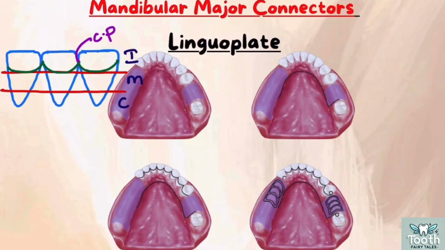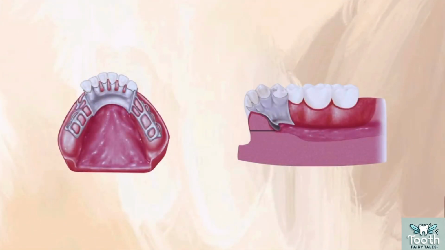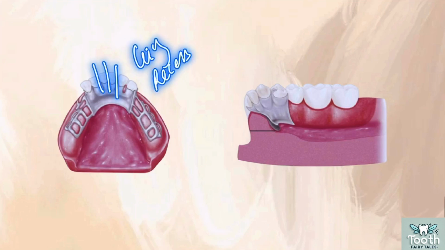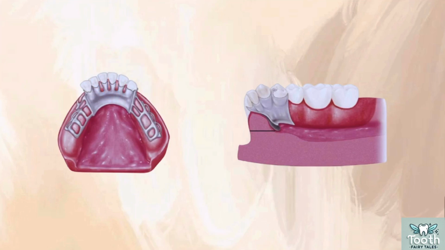If there is any spacing present in between the anterior teeth, or if there is any gingival recession, in such cases, if lingual plate is given, there is a high possibility for the exposure of the metal in the interproximal areas. So in order to avoid this, the lingual plate is modified and a cutback is given in the interproximal area so that the metal is not visible. This kind of design is known as interrupted lingual plate.